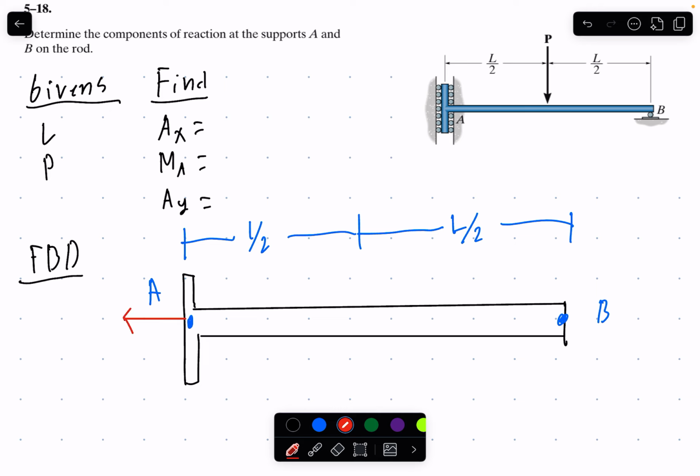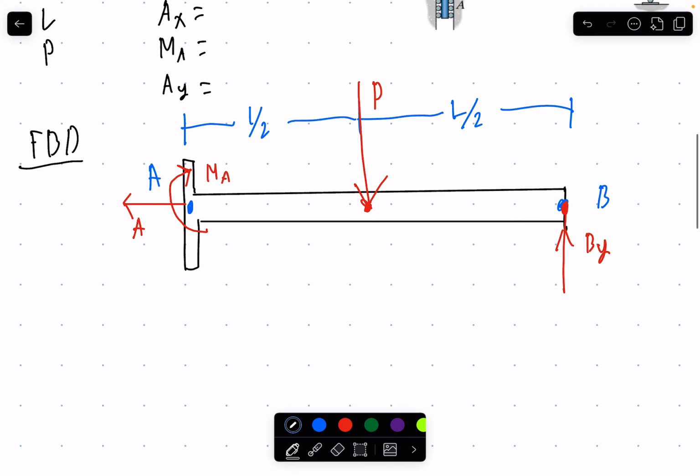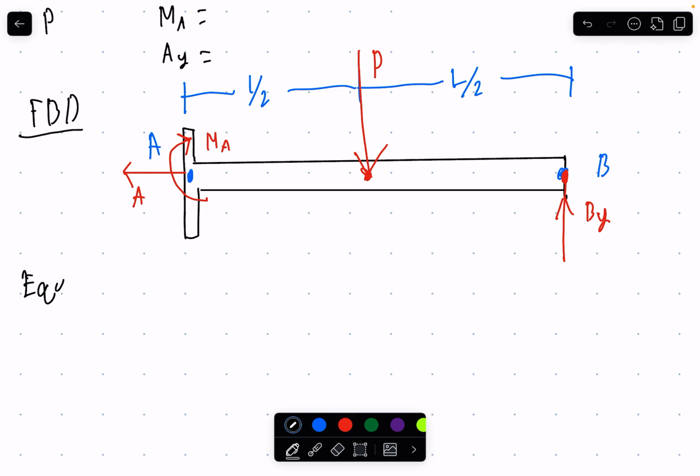And it's also going to resist moments, which we can define like this. That's going to be Ax and then the moment about A, but it will not resist any forces in the y direction. Moving on to the middle, we have force P acting on the beam, and that's going to be a vertically acting vector. There are no horizontal components acting there. And at B right here, we have the reaction By. So now moving on to equations of equilibrium.